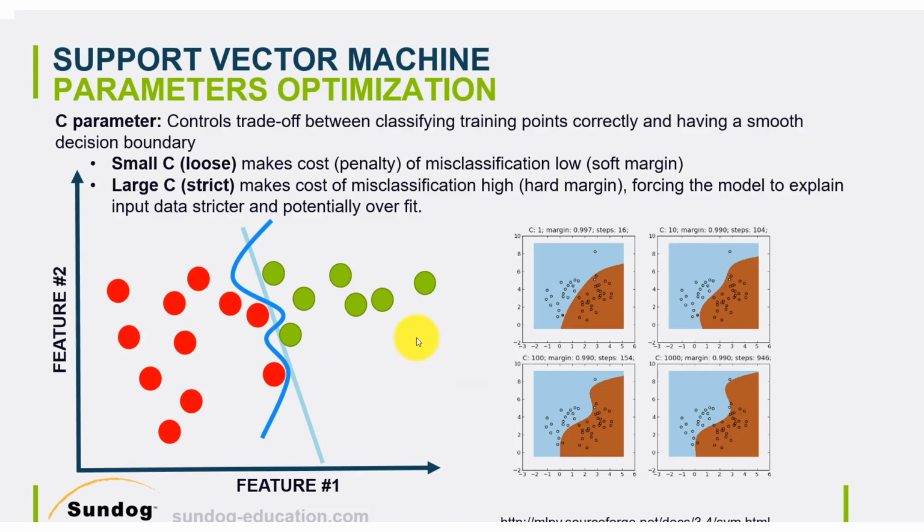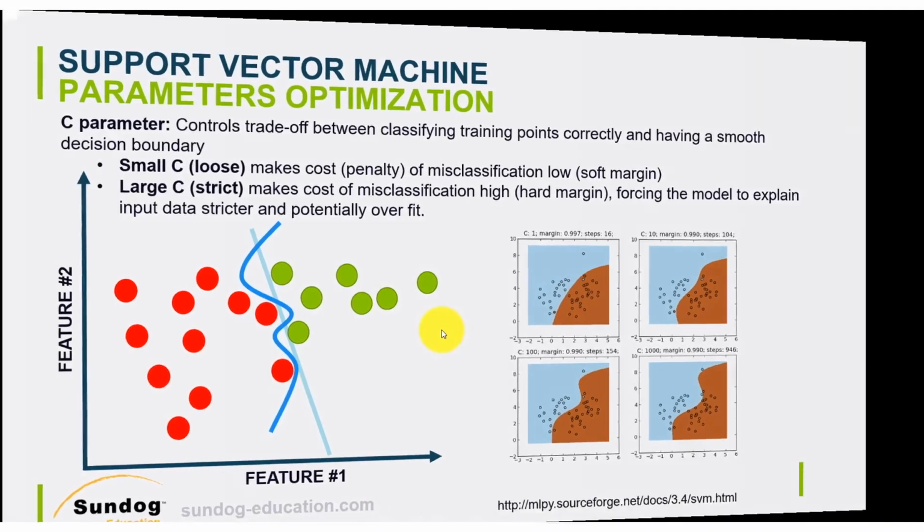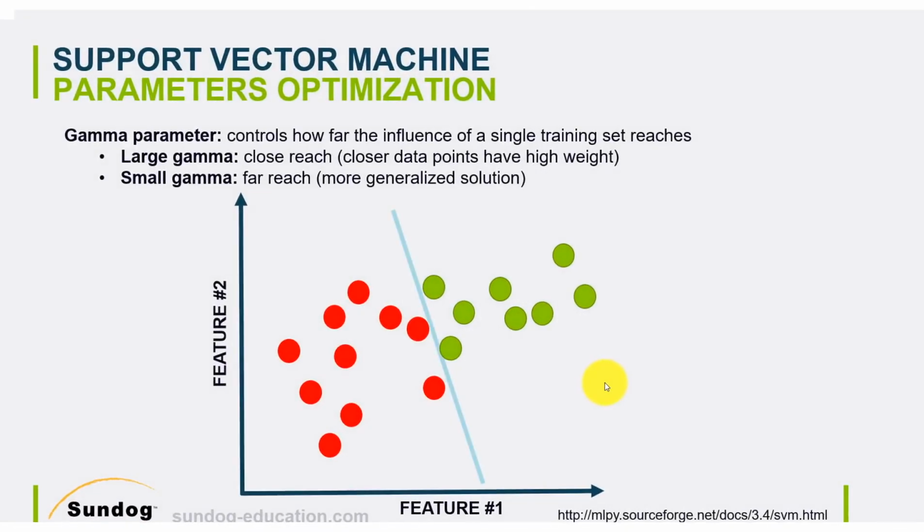I'm going to show you how we can use it when we run the support vector machine classifier. The next parameter we want to use is the gamma parameter. The gamma parameter controls how far the influence of a single training example reaches. What do you mean? If we have a large gamma, we have a close reach, so closer data points have higher weights. That means points very close to the hyperplane will have a very large weight. However, if I have a small gamma, I have a very high reach, which means a more generalized approach.